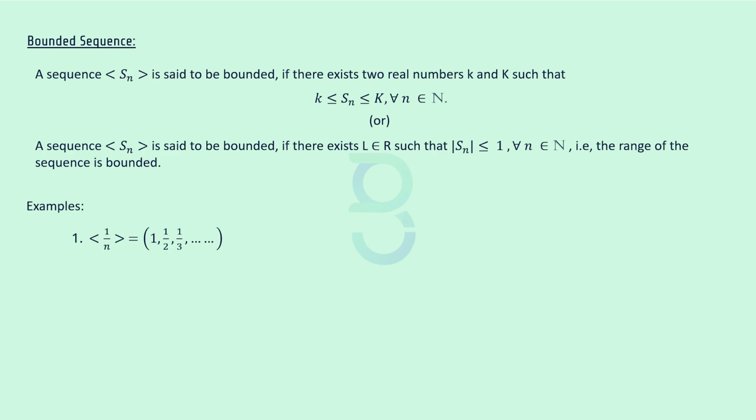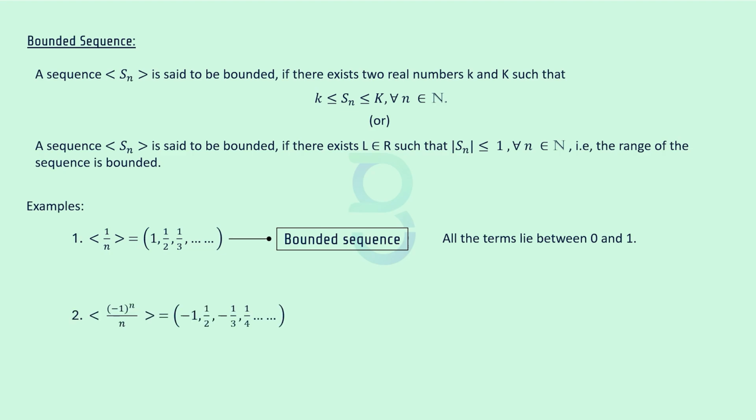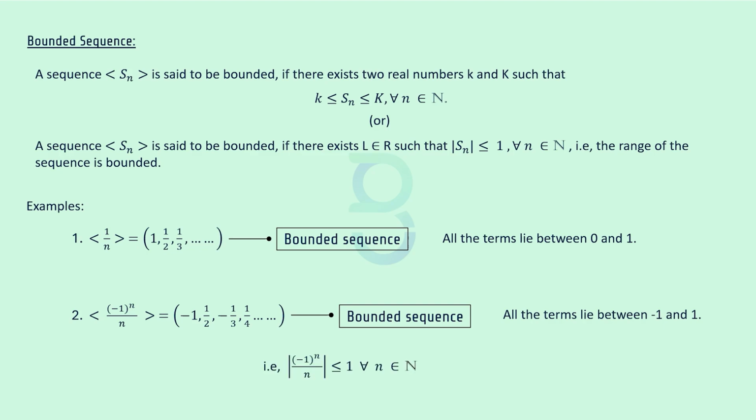Examples. First one. The sequence 1 by n, defined as 1, 1 by 2, 1 by 3 and so on, is bounded since all the terms of this sequence lie between 0 and 1. Second example. The sequence (minus 1)^n divided by n, defined as minus 1, 1 by 2, minus 1 by 3, 1 by 4 and so on, is bounded since all the terms lie between minus 1 and 1. That is, the absolute value of (minus 1)^n divided by n is less than or equal to 1 for all n belonging to the set of natural numbers. So, it is bounded.